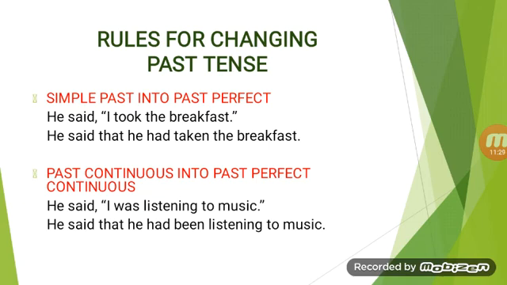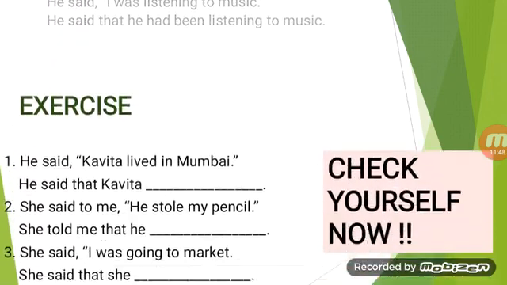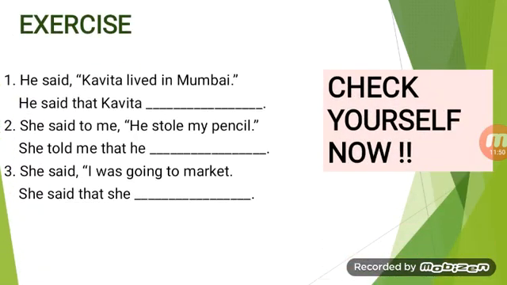Past continuous into past perfect continuous. He said, I was listening to music. He said that he had been listening to music. Now here are a few sentences to check yourself. You can pause the video, think of the possible answers, and then check yourself.